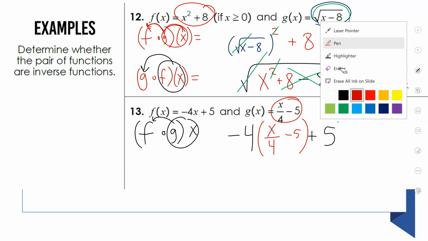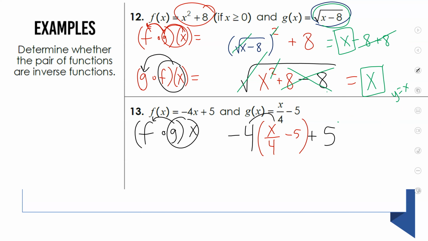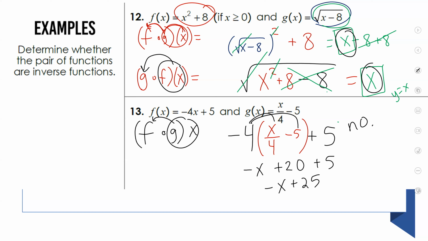Okay, so guys, whenever I have a parentheses, what do we do? Multiply it. I'm going to distribute it in. So negative 4x over 4, that's just negative x. Those 4's cancel. Negative 4 times negative 5 is 20. Plus 5. This simplifies to negative x plus 25. Oh, did that just leave me with x? No, so I already know these are not inverses of each other. I don't have to do the next one. I'm supposed to end up with x and x. Everything should be canceling out if they were inverses. Okay? All right. Let's move on to the next part.